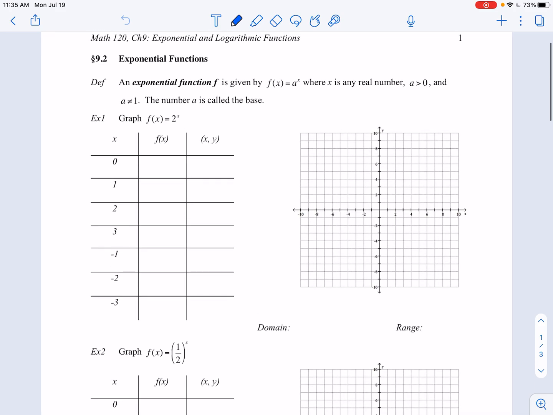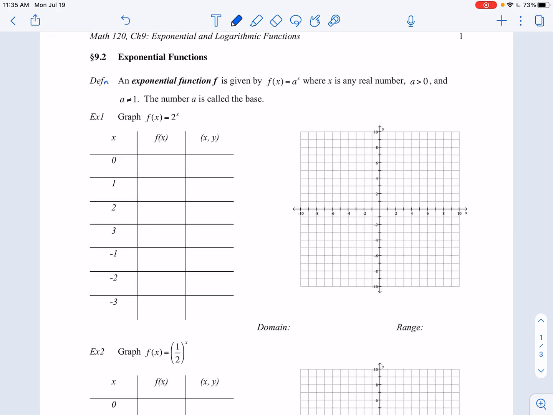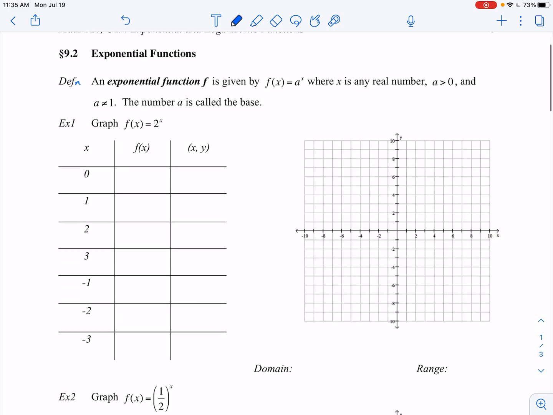So let's start with the definition here. We define an exponential function f is given by f of x equal to a to the power of x, right? Where x is any real number and a is greater than 0. It won't make sense if a was 0 because 0 to anything is going to be 0. We also restrict that a cannot equal 1 because if a was 1, 1 to any power is going to be itself. So it won't be an interesting graph to really talk about at all.